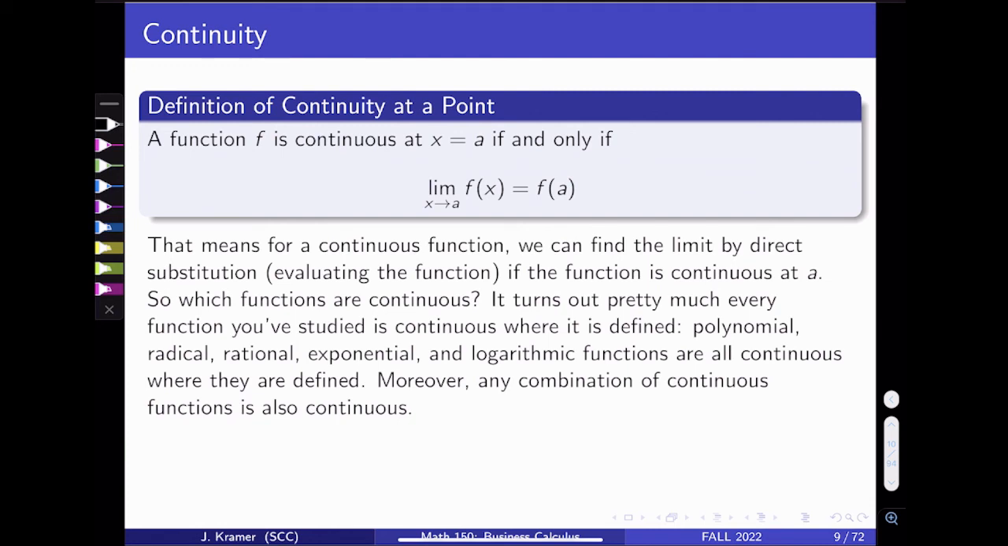So which functions are continuous? It turns out pretty much every function you've studied is continuous where it's defined. That's polynomial, radical, rational, which would be a fraction, exponential, and logarithmic functions, which are all continuous over their defined domains. Moreover, any combination of continuous functions is also continuous. So any addition or subtraction of those continuous functions is itself continuous over the defined domain.